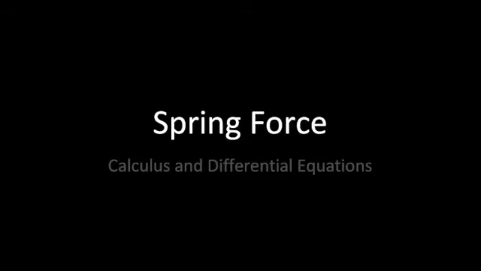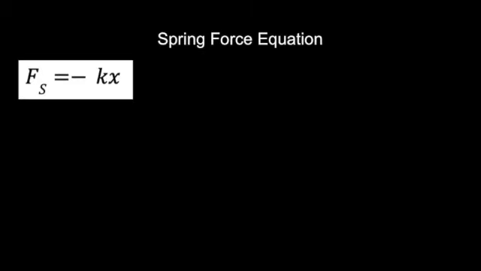Today we'll be talking about spring forces and how to use differential equations to solve them. So first of all, we'll start with Hooke's law, which is the force of a spring equals negative kx, where x is the displacement and k is a constant that has to do with the stiffness of the spring. And so we know that force in general equals mass times acceleration, and we also know that acceleration is the second derivative of position with respect to time.